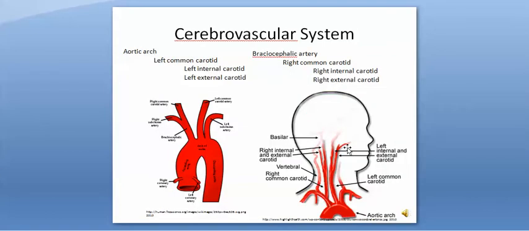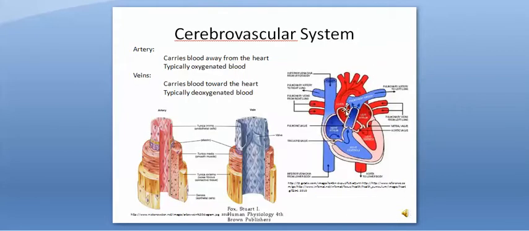All right, so now we get to talk about the cerebrovascular system. Let's begin by talking about the aortic arch. So let's go back up to the heart really quick. This is the aortic arch here. It's leaving the heart. It's the first artery leaving the heart, and it's the main artery.